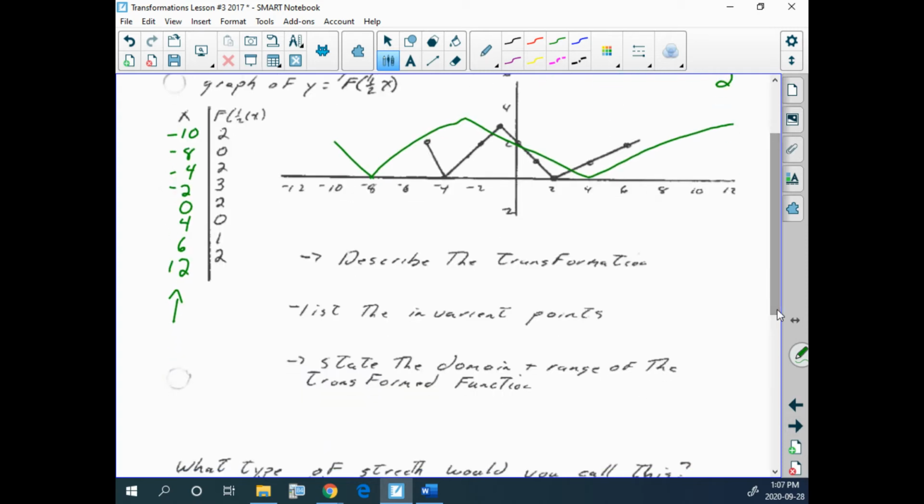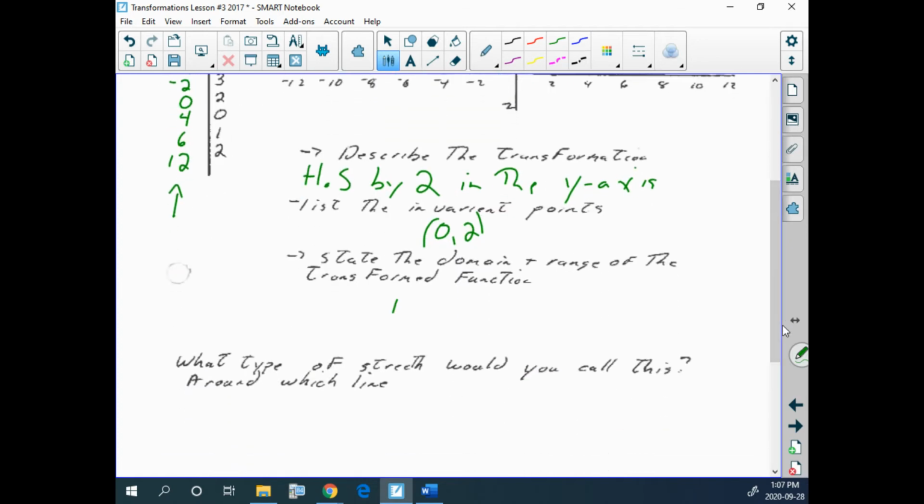So we can call this a horizontal stretch by 2 from the y-axis. Again, the invariant point is (0, 2). The domain is now -10 to 12, and the range stayed the same at 0 to 3.